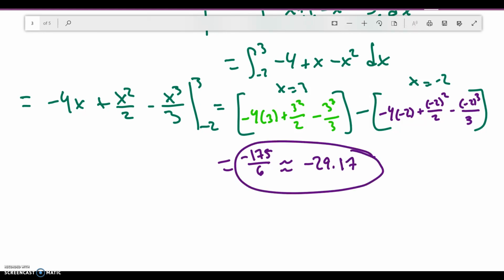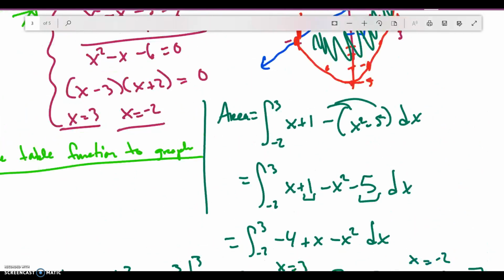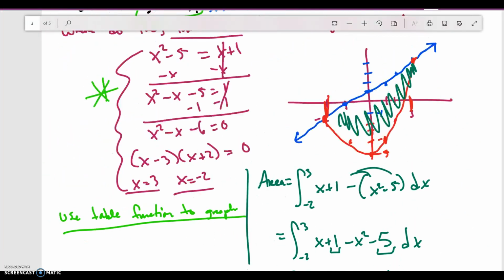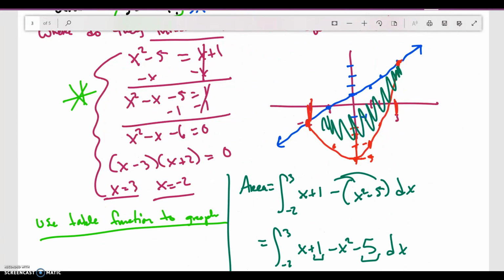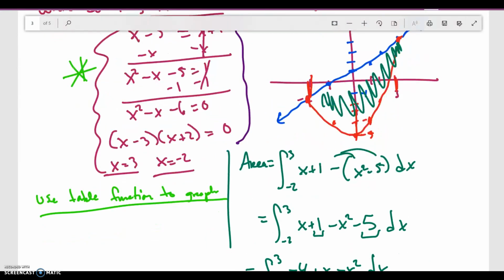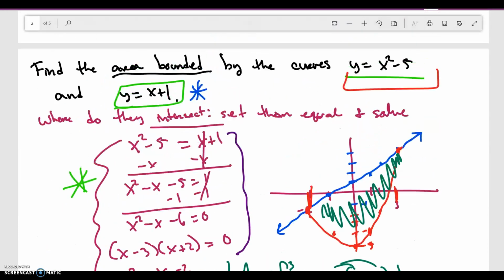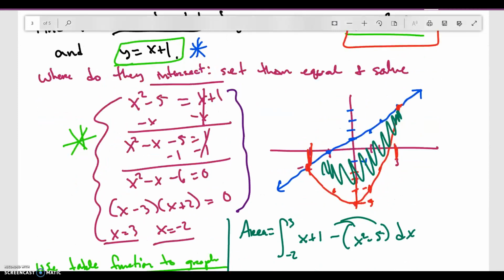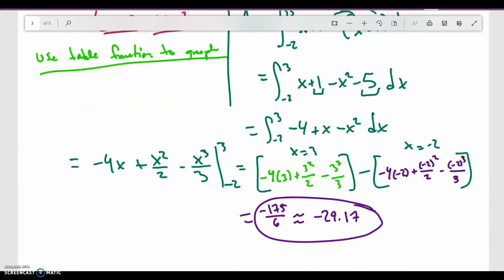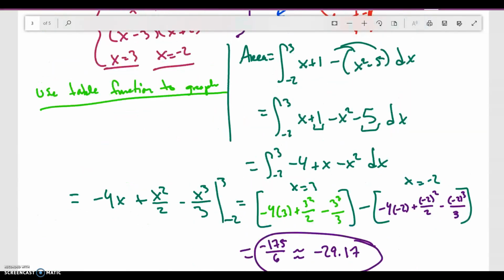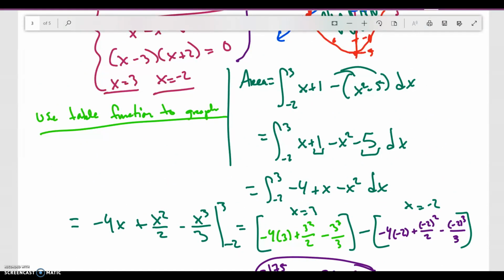So this one was not as involved as the other one. The only thing that you really needed to do is solve this equation to find our bounds. And then once we find our bounds, we can use our table function to graph them. Or if we know how to graph this parabola and this line, then it should be pretty simple. So that's the 3 different cases of how to find areas between curves.